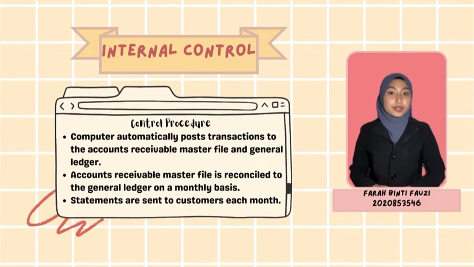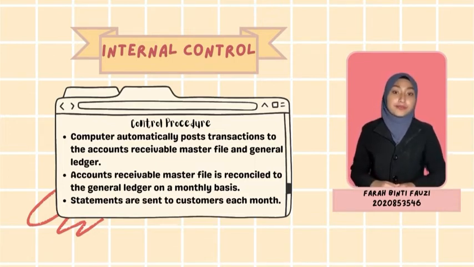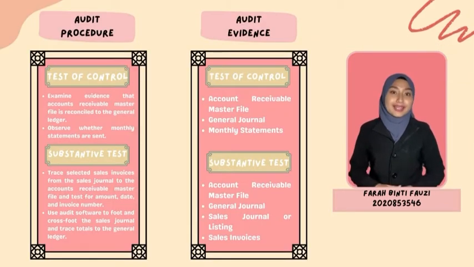However, in order to make sure all sales are completely recorded, the internal control of the company needs to make sure that the computer automatically posts transactions to the accounts receivable master file and general ledger. The account receivable master file is reconciled to the general ledger on a monthly basis, and statements are sent to customers each month. Following that, the company must carry out two audit procedures to ensure that all sales transactions are properly recorded. The first one is test of control.